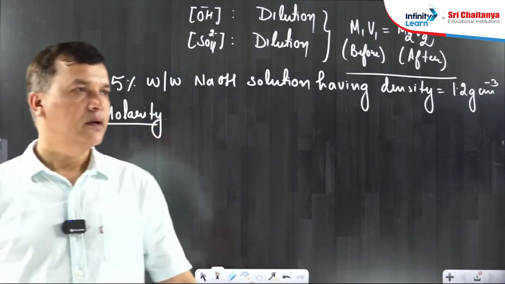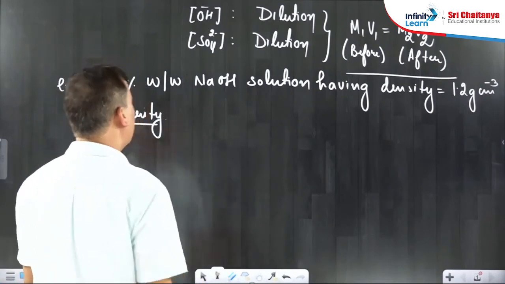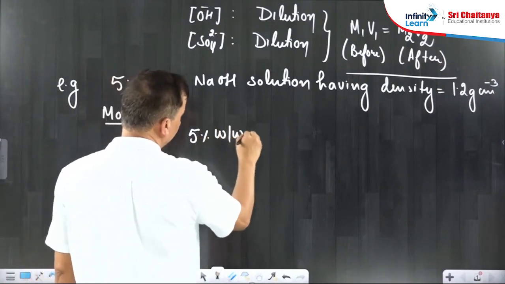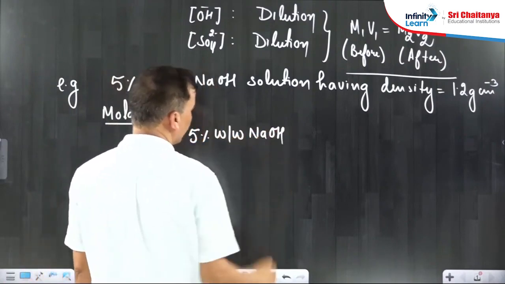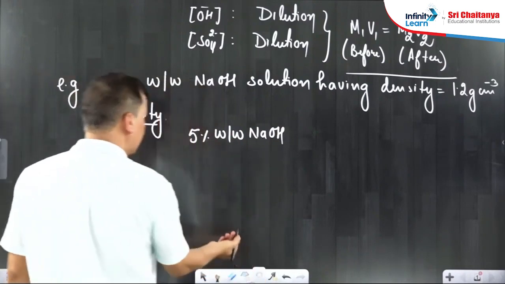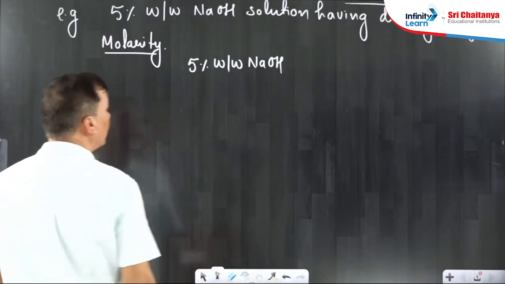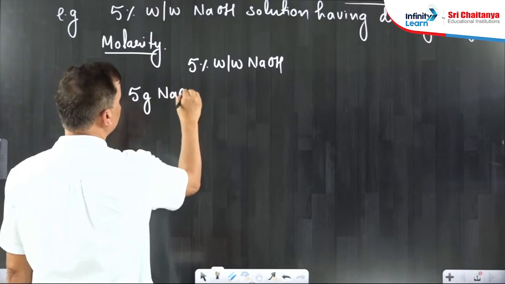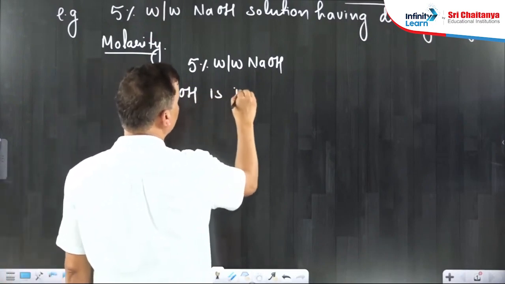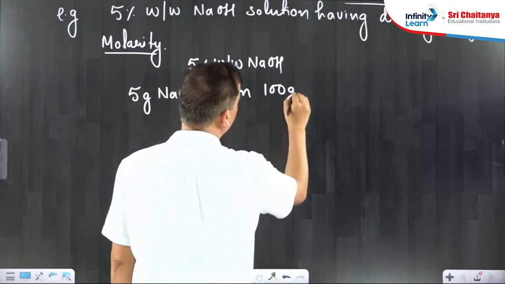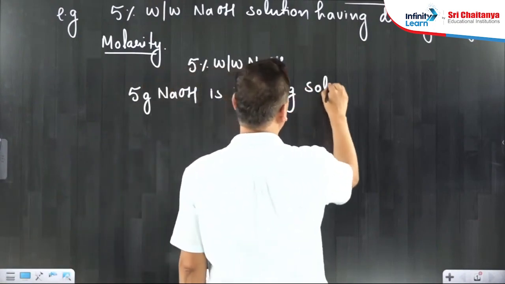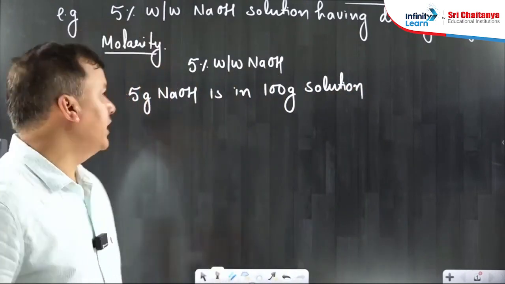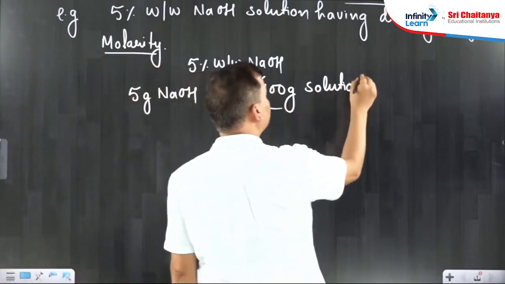First of all, tell me, is the question clear to you or not? I am writing here, we have 5% weight by weight NaOH. First of all, tell me what is the meaning of this 5% weight by weight? This means 5 gram of NaOH is present in 100 gram of solution. Is that clear or not? So, dear student, this is the mass of the solution.